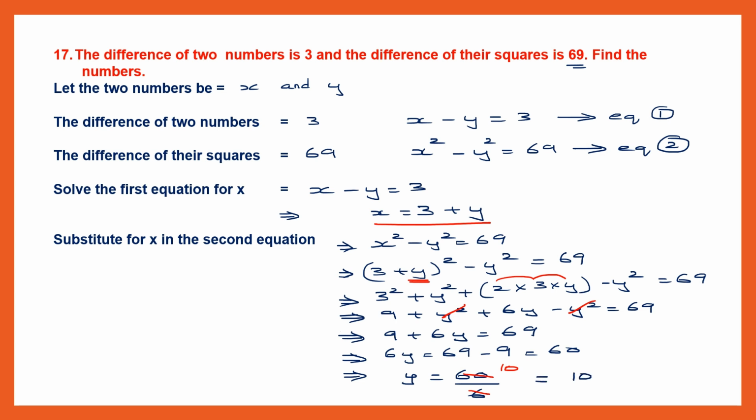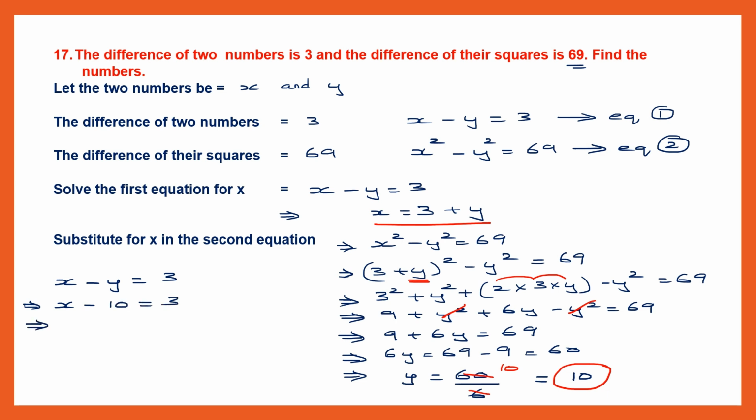So we have found the answer for y. We know y is equal to 10. Now to find x, we can use any one of these equations, equation 1 or equation 2, and we can get the value of x. So let's take equation 1. So x minus y is equal to 3. So let's substitute here and write x minus y, with y being 10 that we just found out, is equal to 3.